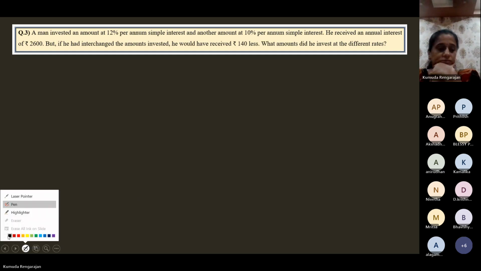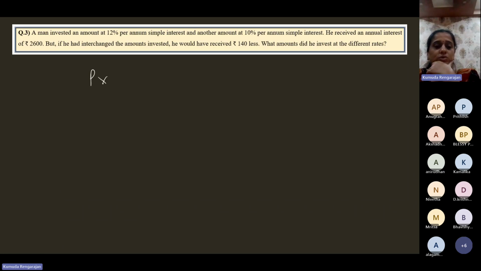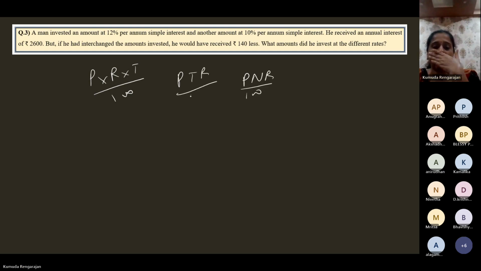What's the formula to find the simple interest? Principal into rate into time by 100. Or PTR by 100. PNR by 100. Principal into time into rate by 100. Or principal into number of years into rate by 100.